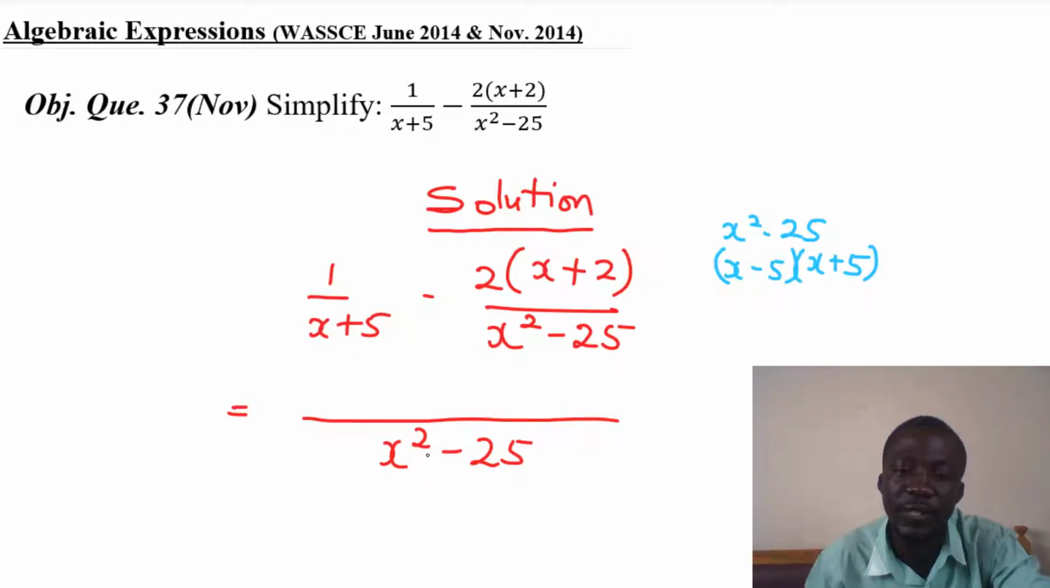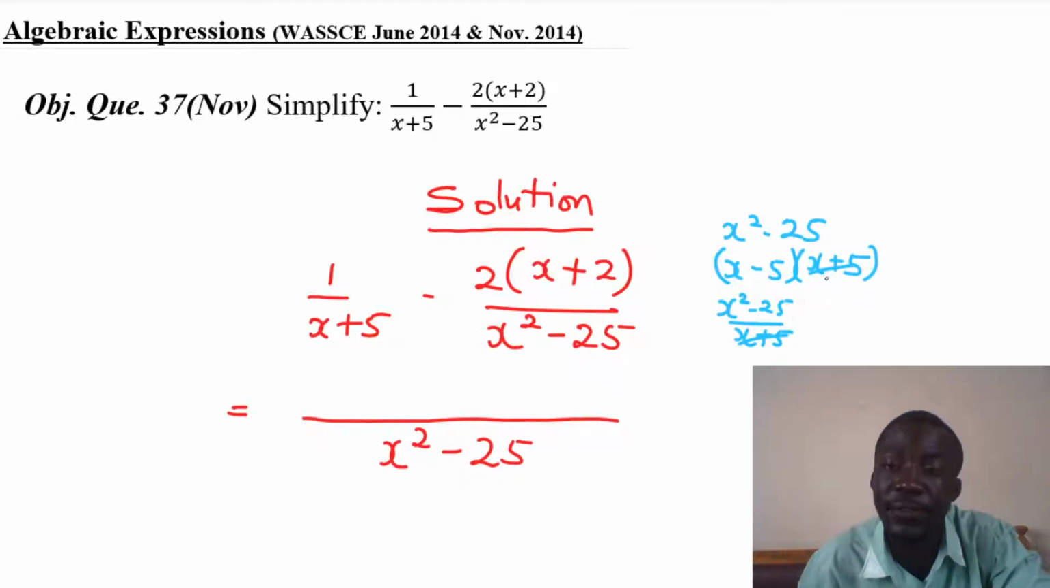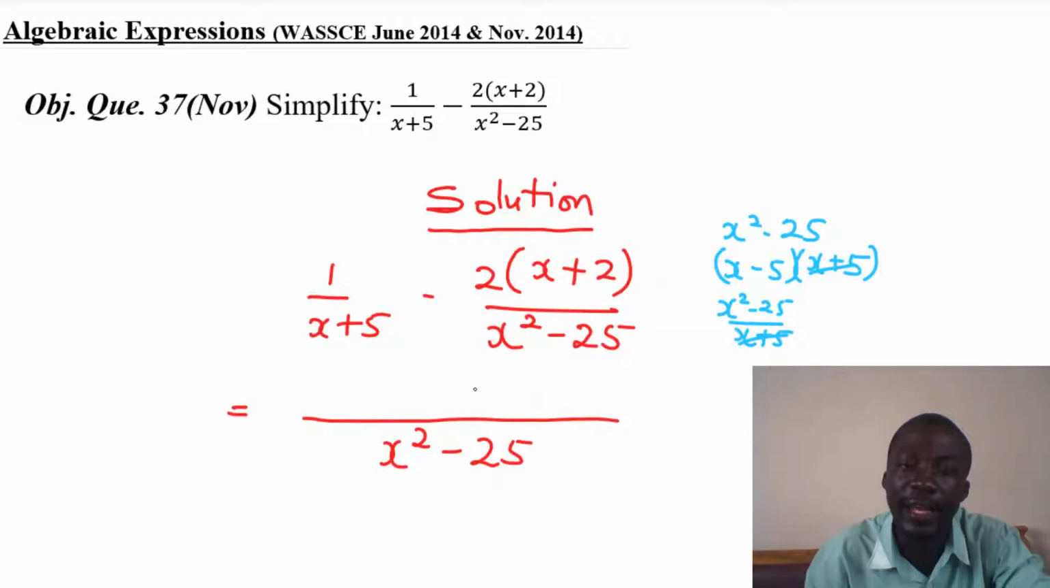x plus 5 goes into x squared minus 25. What it means is that x squared minus 25 divided by x plus 5. And x squared minus 25 is x minus 5, x plus 5. So one of the x plus 5 will cancel the one at the denominator. Then we'll be left with x minus 5. And that x minus 5 is multiplying 1. So we are still going to get x minus 5.